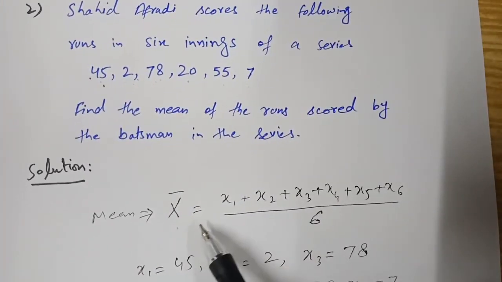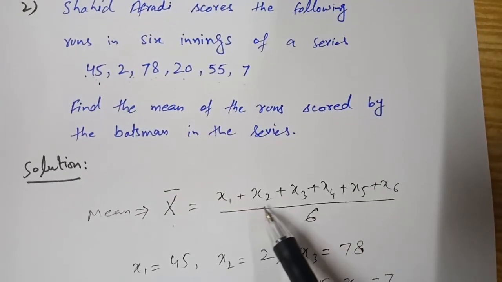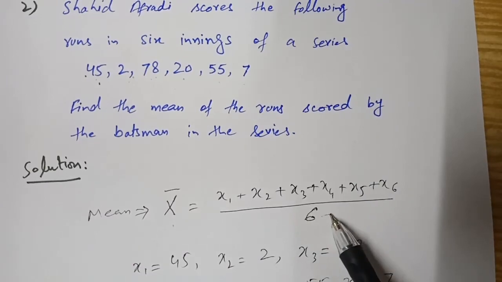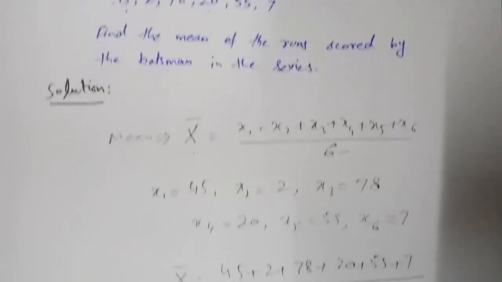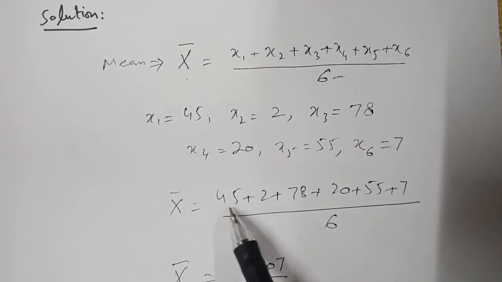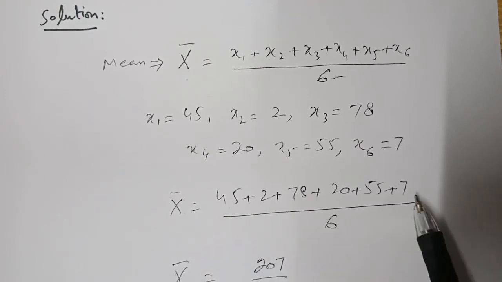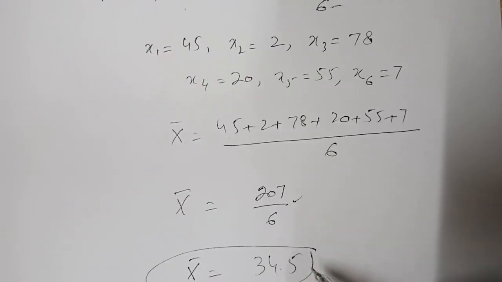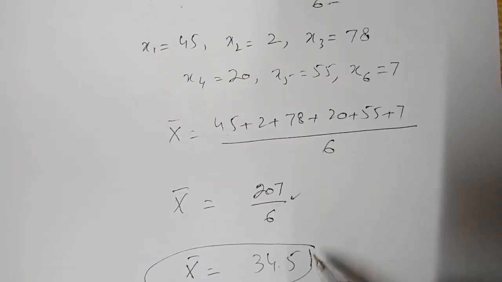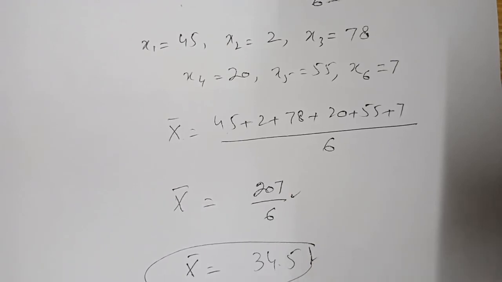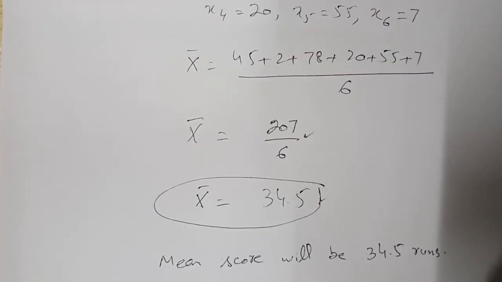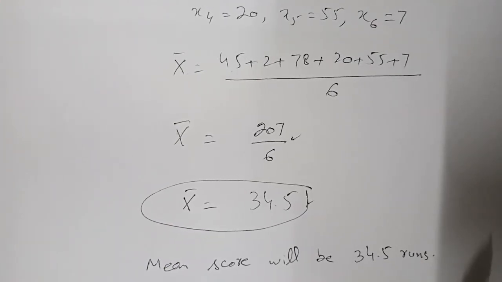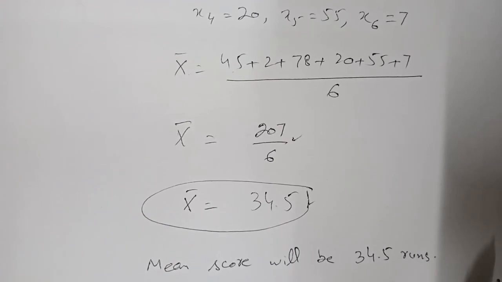So we write the formula of the mean, that is x1, x2, x3, x4, x5 and x6 divided by 6, which is the number of observations. When we add these numbers, 45, 2, 78, 20, 55, 7, divided by 6, and carry out the division, we get the answer as the mean. X bar was 34.5, so the mean score will be 34.5. This is the concept of mean for ungrouped data.